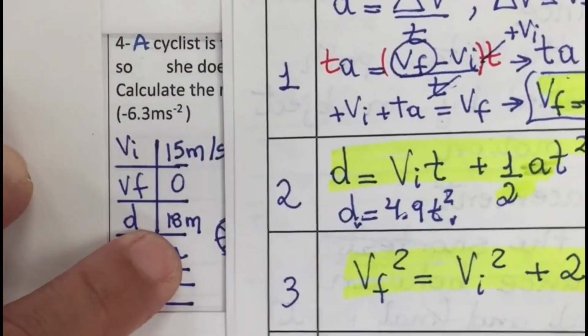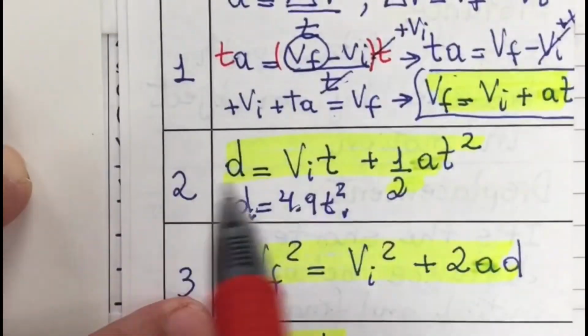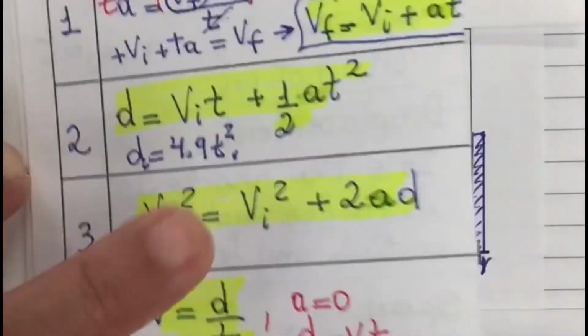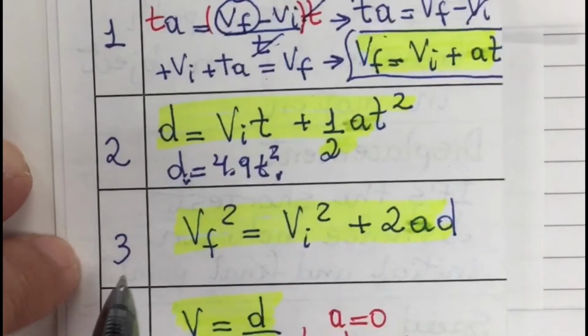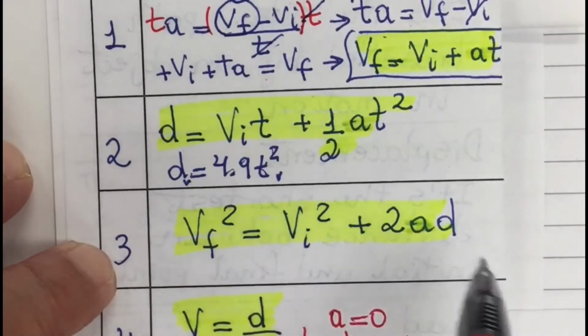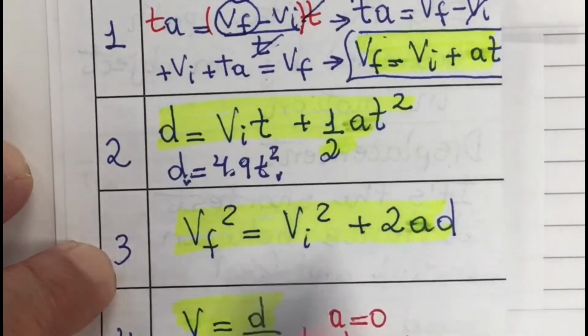So which one? What else do we have? We have distance, so we can use just 2 or 3. What else? We don't have time. So equation number 3 is the correct one, because we don't have time and we have a distance.